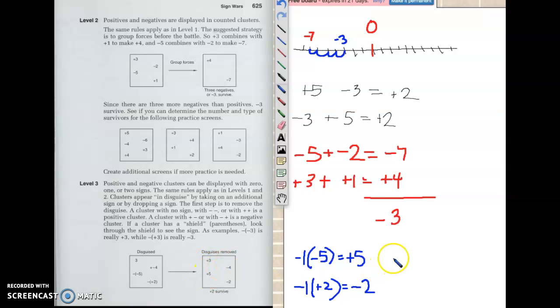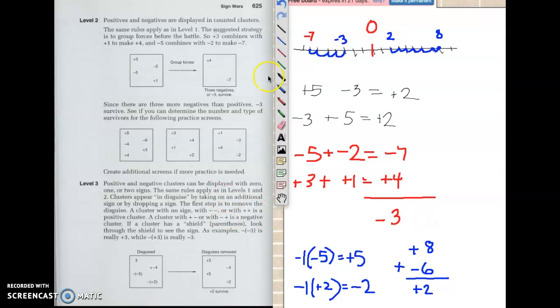Positive 3 and positive 5 are positive 8. Negative 4 and negative 2 is negative 6. Well, positive 8, you can even say plus negative 6, is the same as positive 2. If we did that on the number line, here we have 1, 2, 3, 4, 5, 6, 7, 8. Here's positive 8. And we are adding a negative 6, which means we're moving closer to 0. So 1, 2, 3, 4, 5, 6. We land at positive 2.